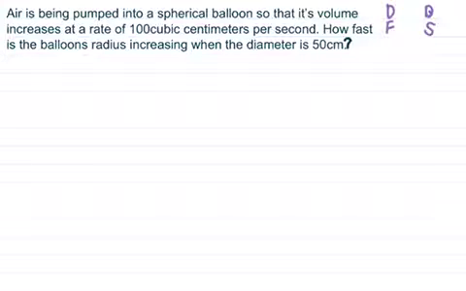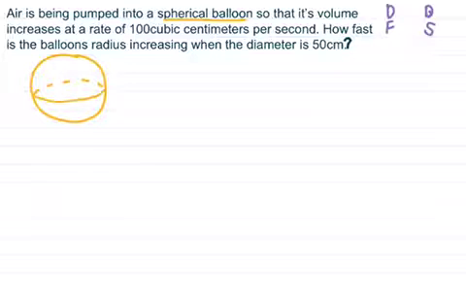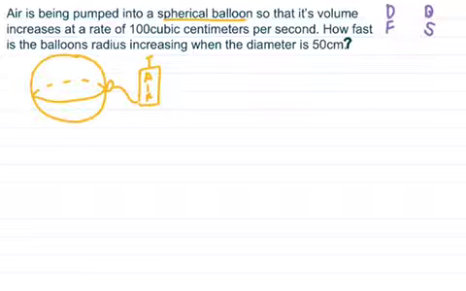So the first thing I have to do is draw myself a picture. So it says that air is being pumped into a spherical balloon. So a sphere, of course, we know is just similar to a circle with some 3D effects to it, something like that. It says that air is being pumped into it. So here's my nice little air pump. Ta-da. All right. Then it says that the volume is increasing at a rate of 100 cubic centimeters. How fast is the balloon's radius increasing when the diameter is 50? So it's also telling me that this balloon has a diameter, which we know stretches all the way across. That's going to be 50.